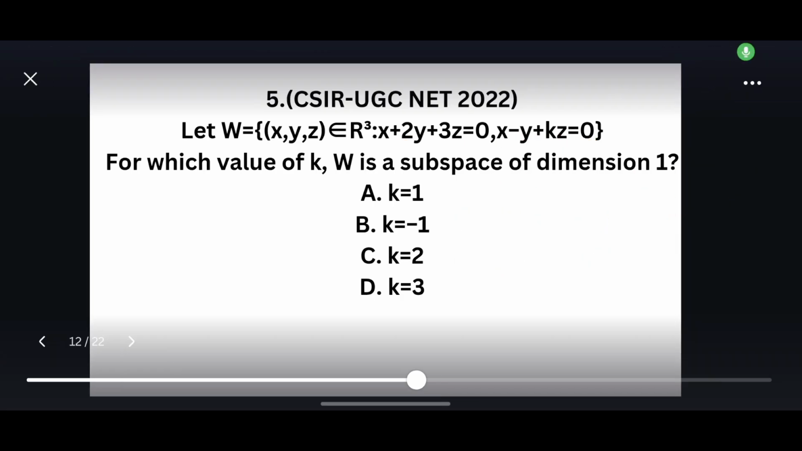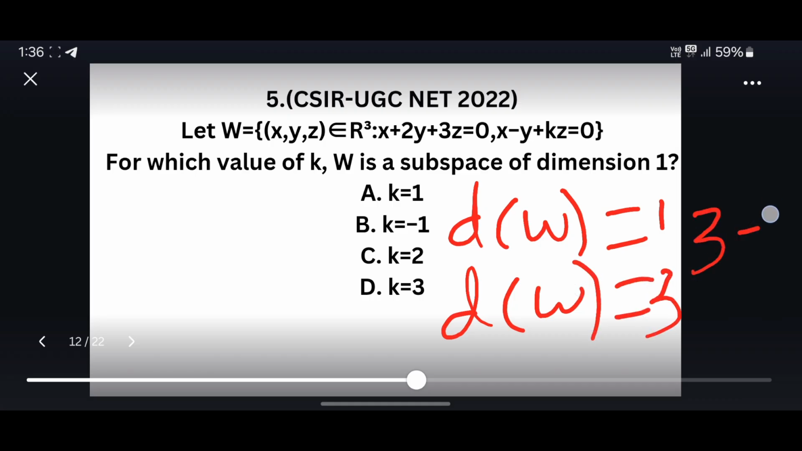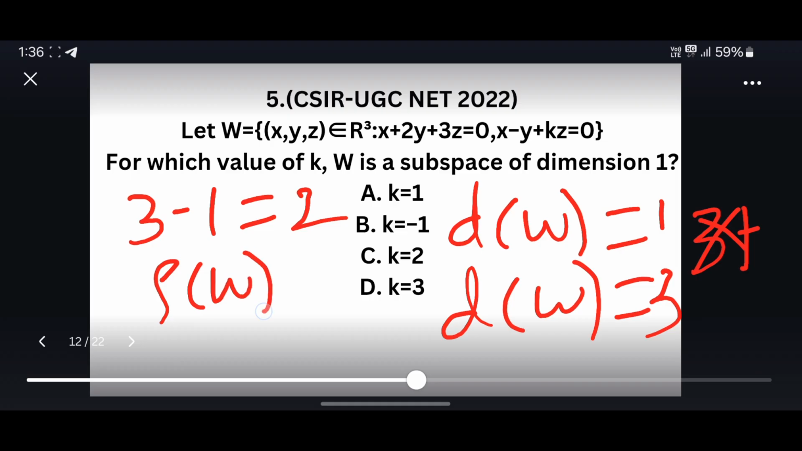For this problem we have two methods for solving. The first one is the rank nullity theorem, the other one is the direct method. I can use the rank nullity theorem because the dimension of W is given as 1, and here R cube is there. We know that the dimension of the real space is 3. So using the rank nullity theorem, 3 minus 1 is how much? 2. So 3 minus 1 equal to 2. So what about the rank of W? Rank of W equal to 2. So here observe this: what are the x value and y value? 1 by 1.